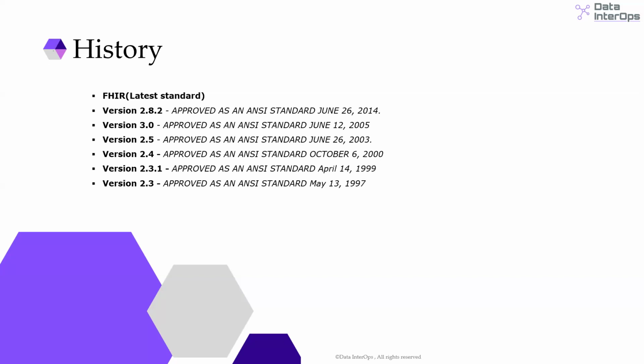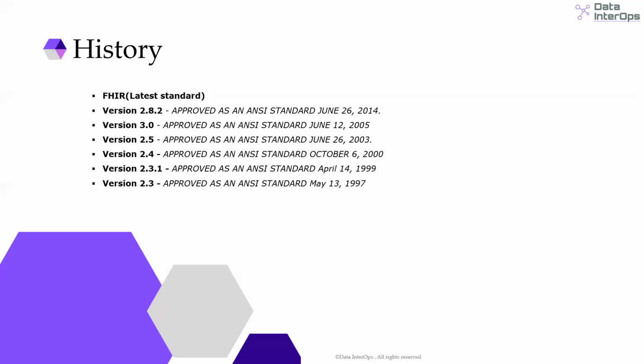Next, we have FHIR, which started in 2010. FHIR is the latest standard that was released by the HL7 organization. All of these standards that I'm talking about, version 2, version 3, CDA, FHIR, are maintained and released by HL7. HL7 is the international organization.